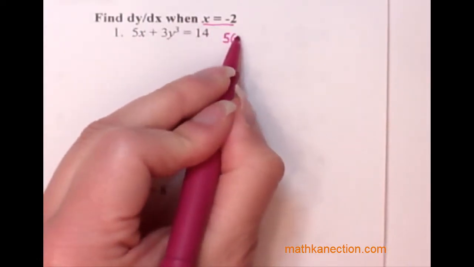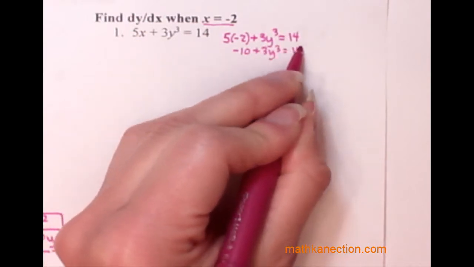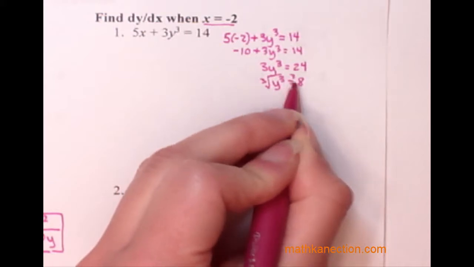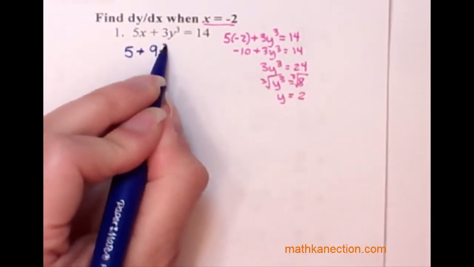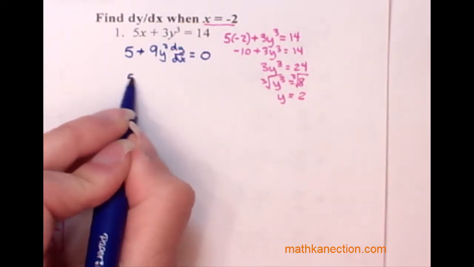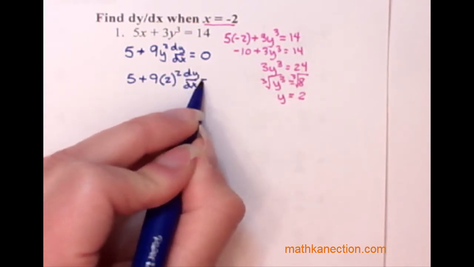Finding dy/dx when x is equal to negative 2, we need to figure out what the value of y is, so substituting negative 2 into the original equation, solving for y, we get y is equal to 2. Taking the derivative of 5x is 5, derivative of 3y cubed is 9y squared dy/dx, derivative of 14 is 0, replacing in the value of negative 2 for x and 2 for y.